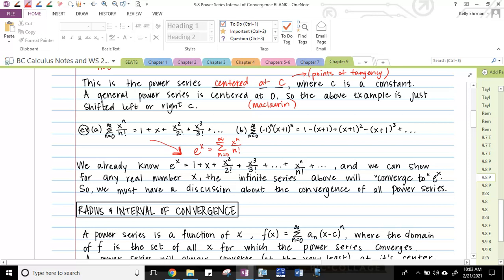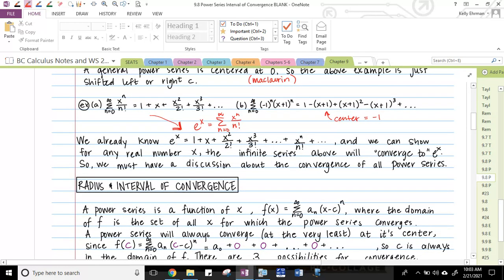This next one isn't one of the ones we have memorized because it's off center: negative 1 to the n, so alternating, times x plus 1 to the n. Here I can see that whatever this power series represents, its center is at negative 1 because it says x plus 1 instead of x minus c. So it's good to be able to look at a power series and pull out where its center would be.